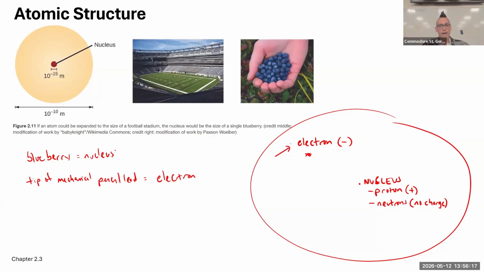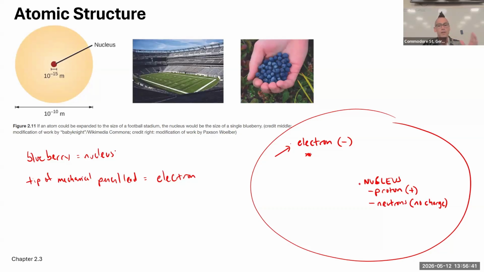So again, the atom is the stadium. The nucleus is a blueberry in the center. It contains positively charged protons and neutrons with no charge. Most of the time they have neutrons, not all the time, but most of the time. And then flying everywhere and anywhere in that stadium could be this little tiny speck of a mechanical pencil lead, and it's going to be a negatively charged electron, right?